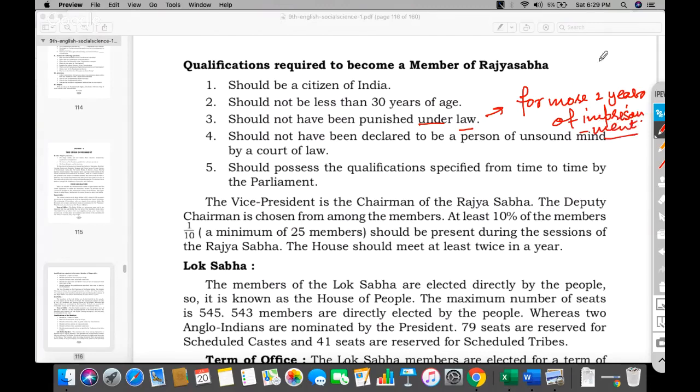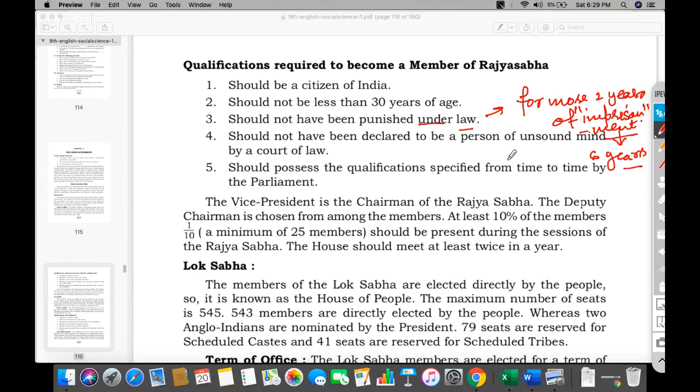So once he finishes his imprisonment, the end of imprisonment, 6 years is the wait time. You cannot contest election for 6 years after you end your imprisonment.